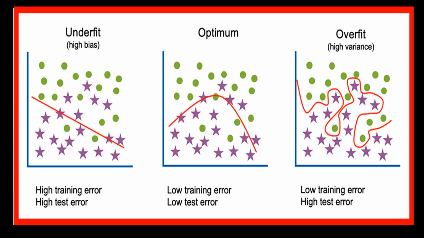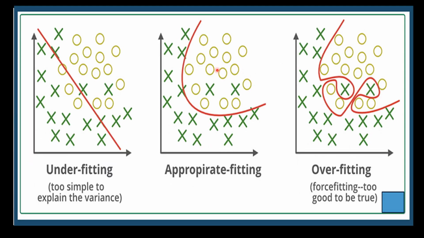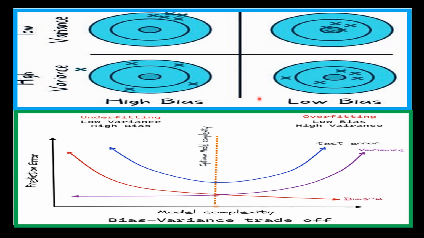So to summarize this, we can say underfitting occurs when the model is too simple to accurately represent the data, while overfitting occurs when the model is too complex and does not generalize well to new data. And finding the right balance between the two is crucial for building an effective machine learning model. Then comes the bias-variance trade-off. Now this bias-variance trade-off is a fundamental concept in machine learning that relates to how well a model can generalize to new data. So it's like finding a balance between being too simple or too complex.